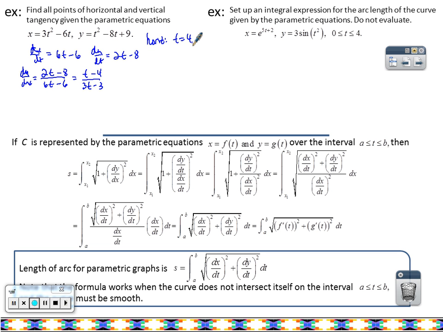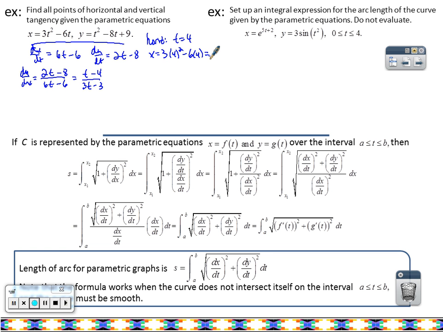So basically, to get the points, I just go back and plug the 4 in for x and y, and I get my point. And that's all there is to it. So to get the x coordinate, I'm going to plug the 4 into that. So 3 times 4 squared minus 6 times 4.